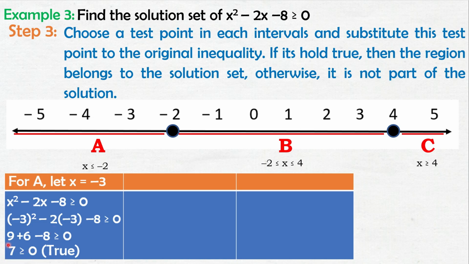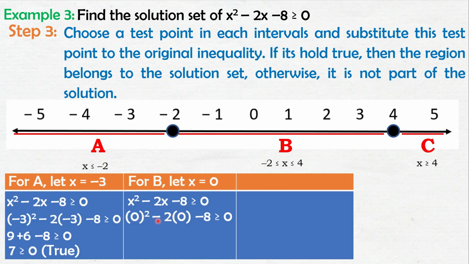Kasi mas malaki naman talaga si 7 kumpara kay 0. So, ibig sabihin yan, yung mga numbers under region A or interval A ay kasama sa solution set natin. For region B naman, we let x equal 0. Substitute natin sa given quadratic inequality. So, palitan lang natin si x ng 0.